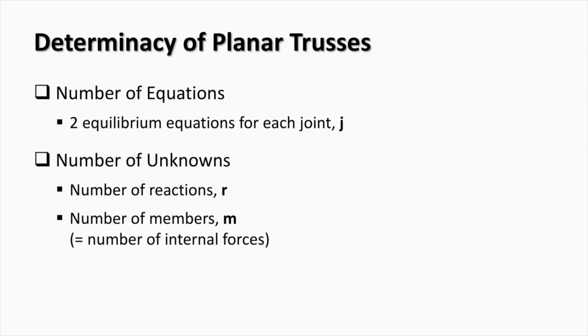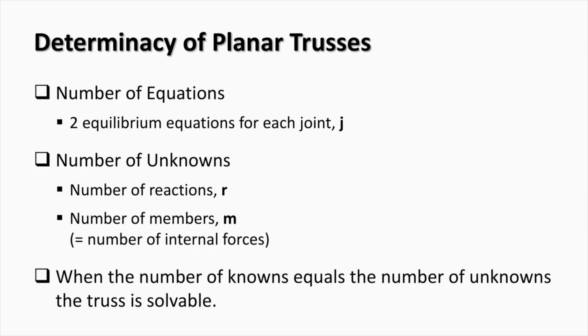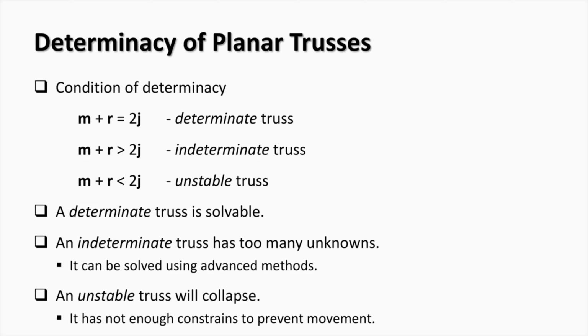The number of unknowns in a truss consists of the number of reaction forces R and the number of truss members M, which is equal to the number of unknown internal forces. When the number of unknowns equals the number of equilibrium equations, we can solve the truss using, for example, the method of joints. The condition for solvability of trusses is called static determinacy.